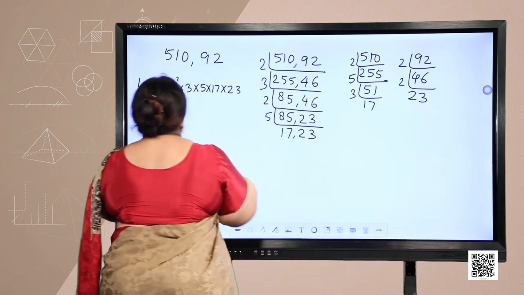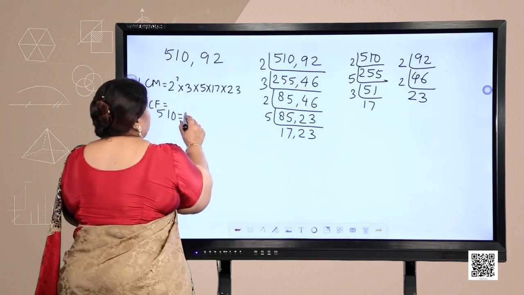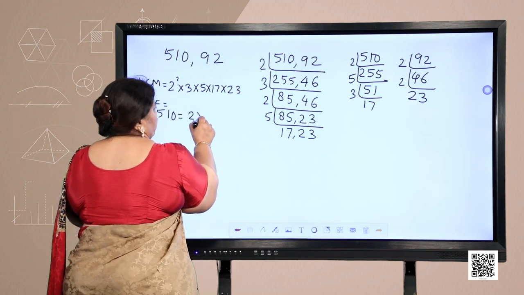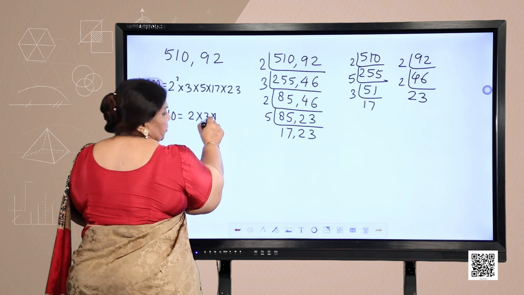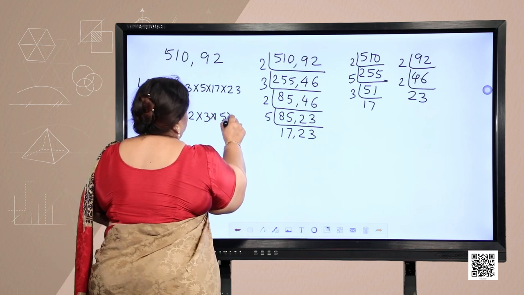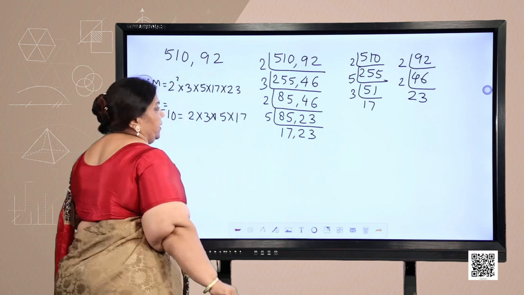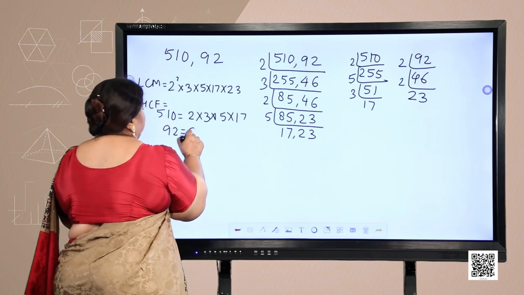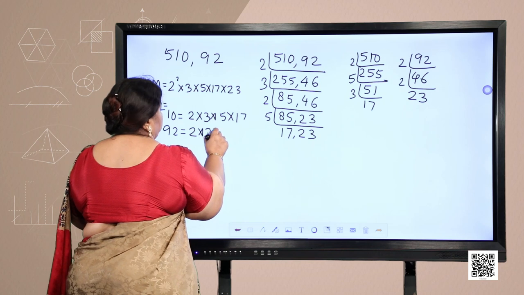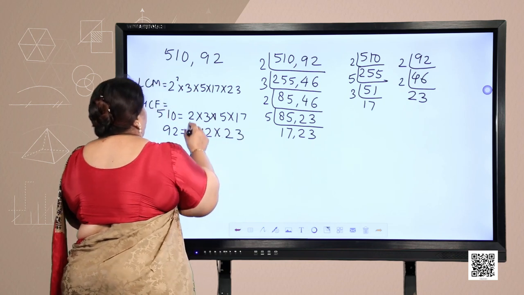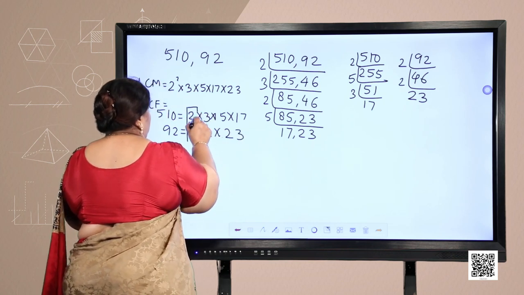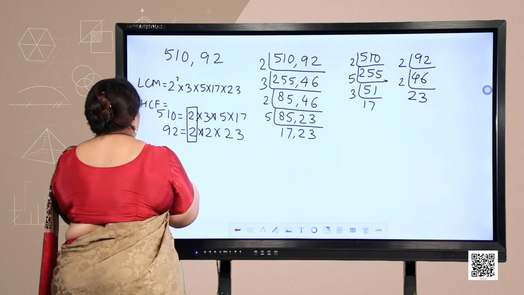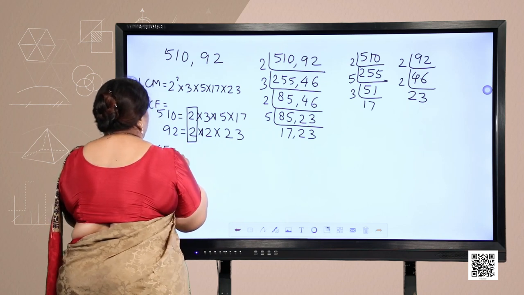So, we have the factors as 2 into 3 into 5 into 17, and factors of 92 are 2 into 2 into 23. I think only 2 is common. So, HCF is 2.